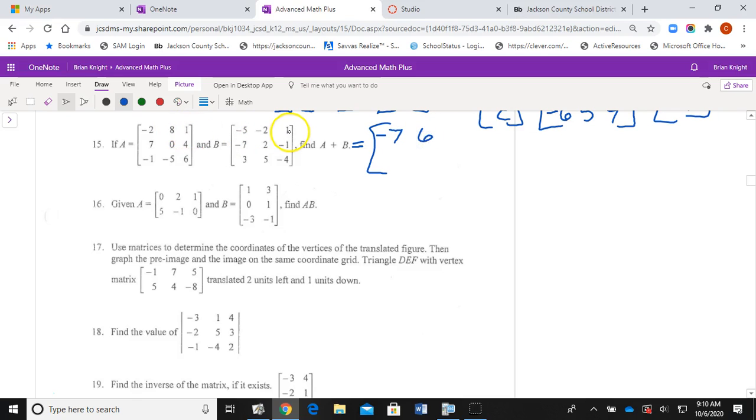We had a question like this. 1 and 1 makes 2. Ma'am? We had a question like this in the ACT. On the ACT? Good. Yeah.